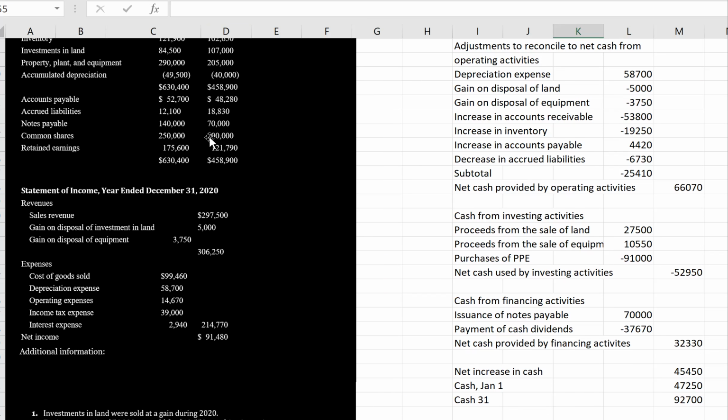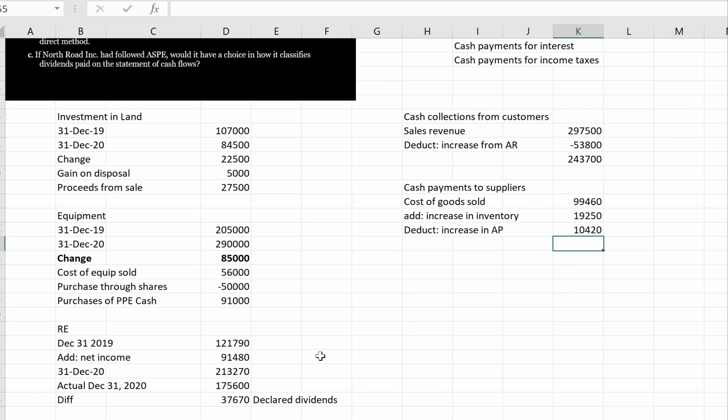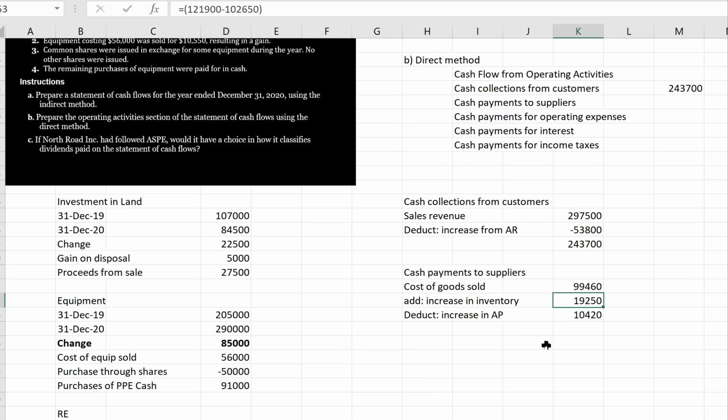Apparently I can't calculate this either way. 52,700 minus 42,280. It's going to give me $4,220. So let's subtract that from here. So we're going to have, where is this here? So we're going to have minus 4,280. So then this is going to give me my cost of goods, my cash payments to suppliers.